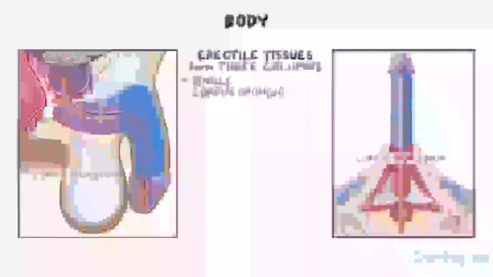Now, let's talk about the body of the penis, which is the free part of the penis hanging from the pubic symphysis. As the erectile tissues continue into the body of the penis, they form 3 columns. A single corpus spongiosum, which lies ventrally, and the paired corpora cavernosa, which lie dorsally. As we mentioned before, the corpus spongiosum contains the spongy urethra, which ends at the external urethral orifice, or urethral meatus, at the tip of the glans penis.